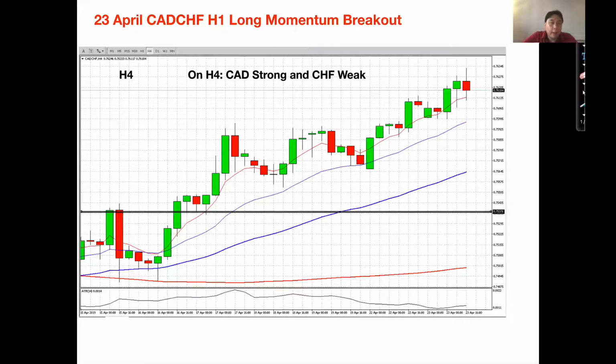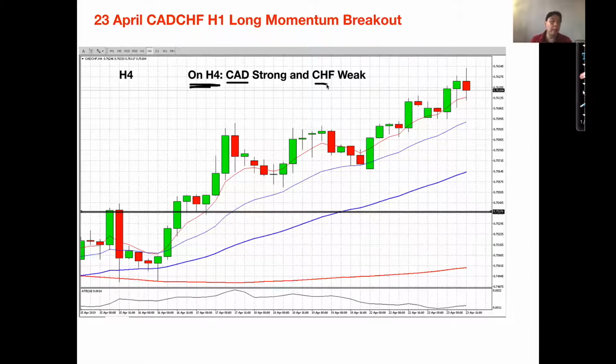All right, so let's take a look at some more trade examples. On the 23rd of April, I was looking at the currency strength meter on H4, and I noticed that the Canadian dollar was very strong, again above 60, and the franc was very weak, below 40. So I was taking a look at the CAD franc charts, looking to short the CAD franc currency pair.